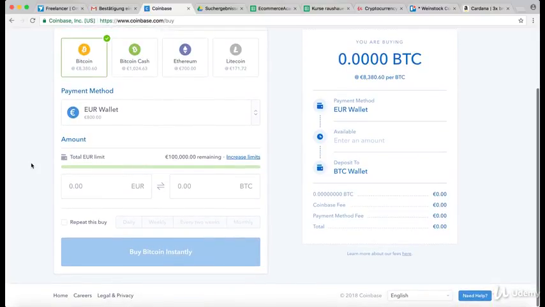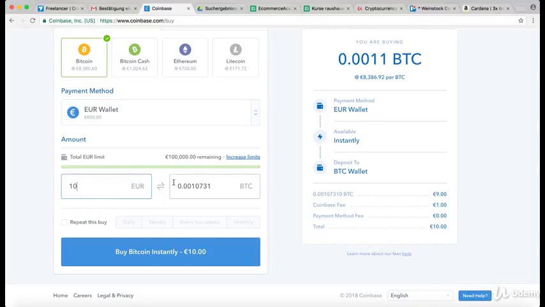And now, very easy, guys, we just have here to type in euro or in US dollar, probably in your case, how much money we want to transfer in Bitcoin. So for training purposes, I just click here 10 euro. And that means for 10 euro we would get 0.0010731 Bitcoin. And if you want to buy Bitcoin, very easy, guys, just do this, just click here on buy Bitcoin instantly.